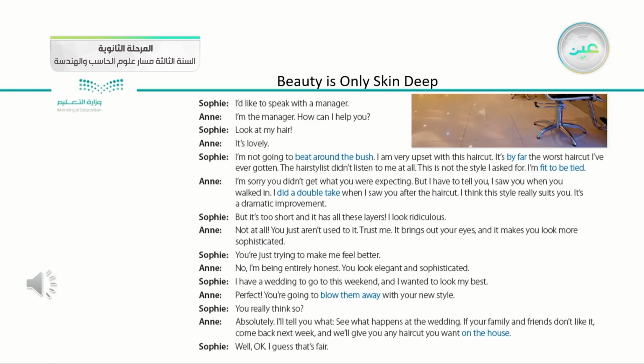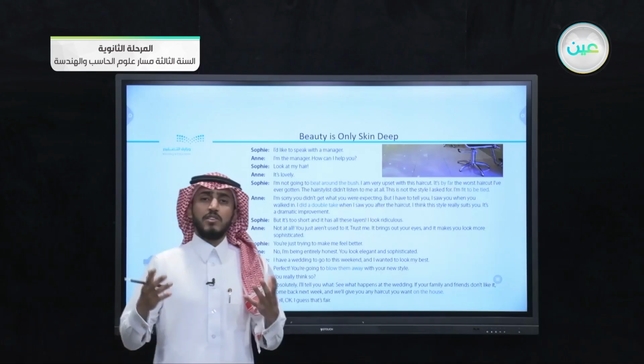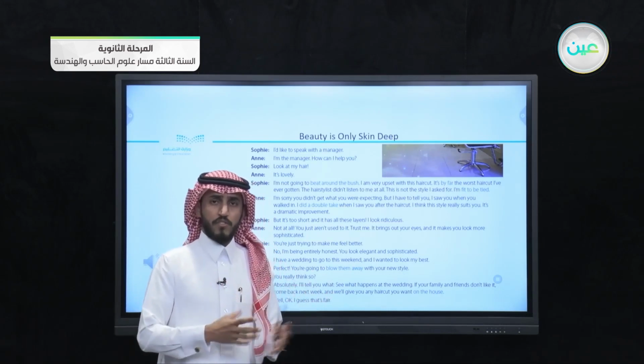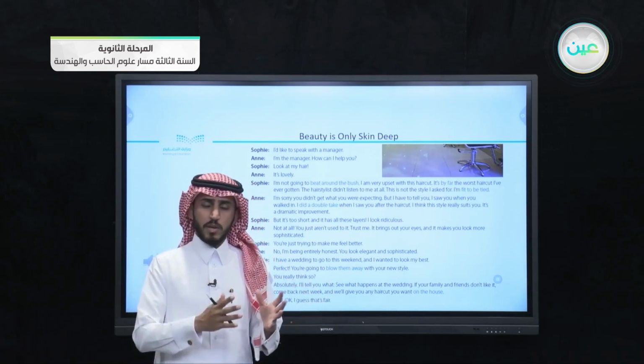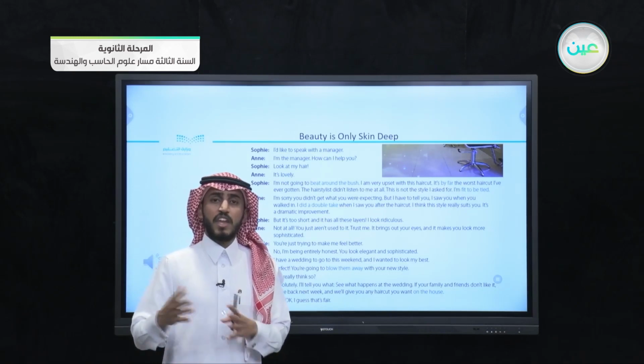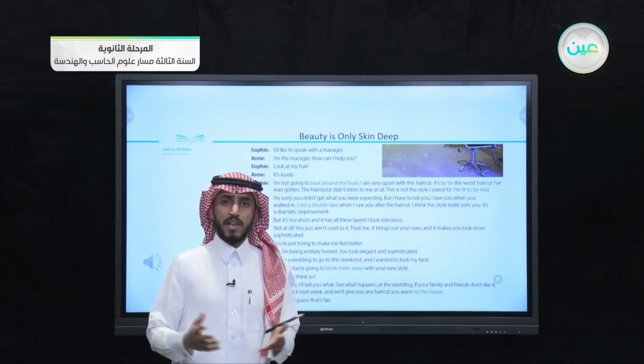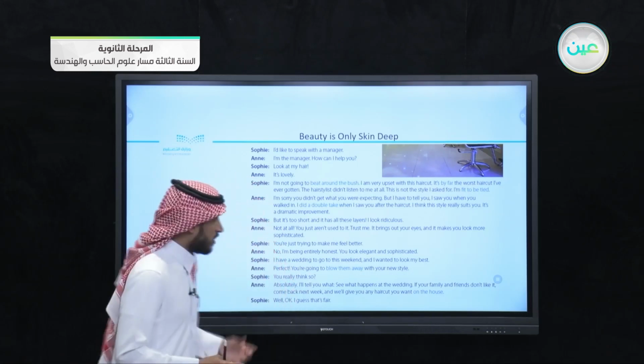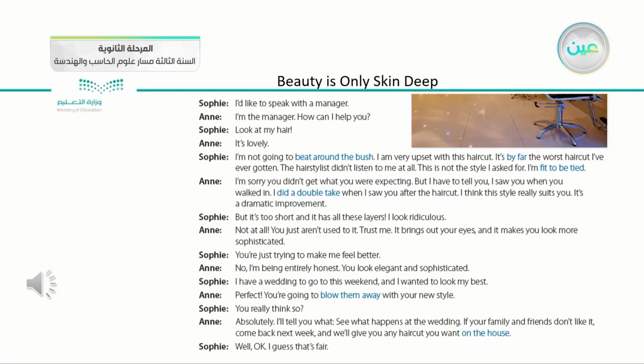Okay, we have just listened to the conversation between Sophie and Anne. And firstly, let's talk about the meaning of some of the words, not the words written in blue, but other words. Then after that, we will try to explain the expressions highlighted or written in blue. Firstly, we will start with the word upset.